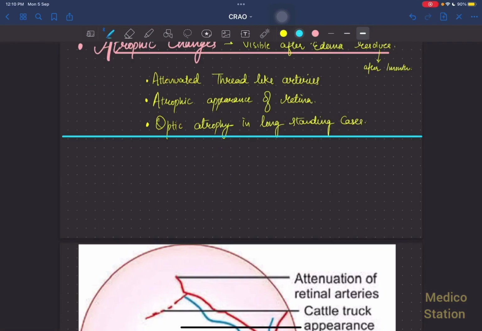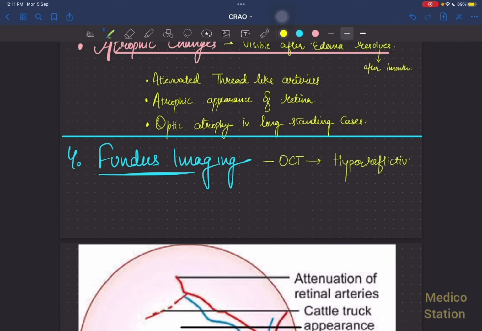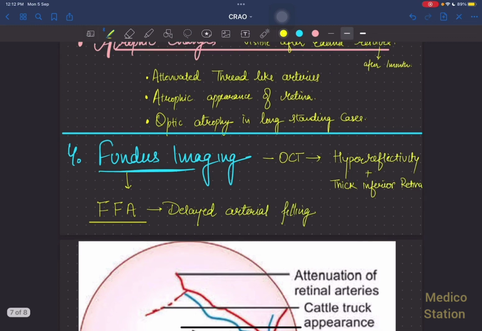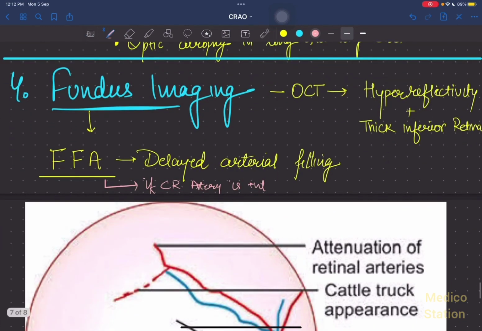After fundoscopy examination, we can also do fundus imaging by OCT, which shows hyperreflectivity and a thick inferior retina. FFA is fundus fluorescein angiography, which shows delayed arterial filling because it is CRAO, an occlusive disorder. If there is a cilioretinal artery, then it fills first because it is normal. Here is the diagram of what we have discussed.